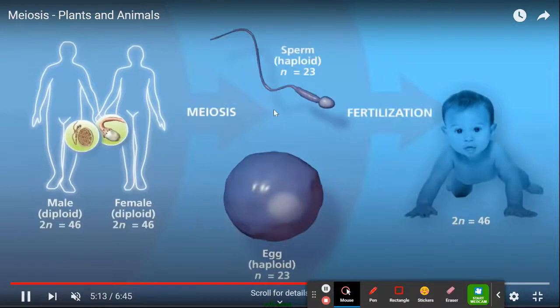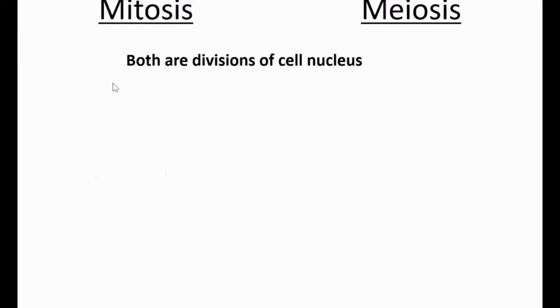Then you have fertilization. You have the sperm and egg cell that join together to produce a full human. Half of those chromosomes come from the male gamete, the sperm, the haploid male, and the other half come from the female gamete, which is the egg. That compares mitosis and meiosis.